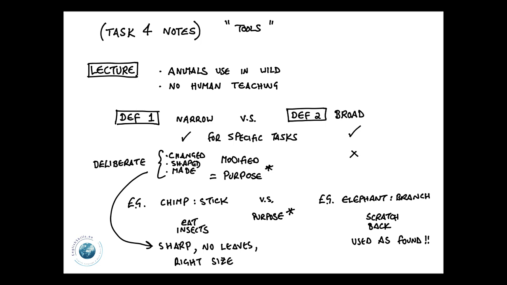Next up, the broad definition. No modification needed, but again, it's for a specific task. So I'm actually going to use the idea that there is a similarity in the motivation, but not in the actual function. Any object for a task. The example given is an elephant with a stick. We try not to laugh as we imagine it scratching its back, and it's just used as it's found. So no modification, used as it's found.